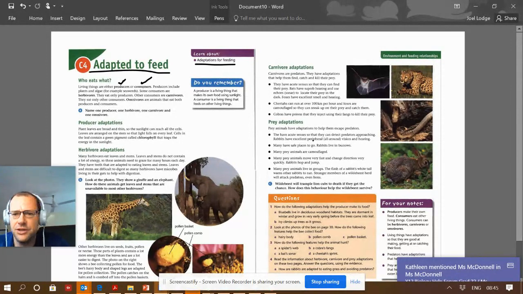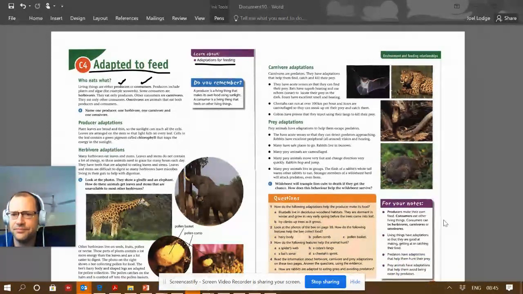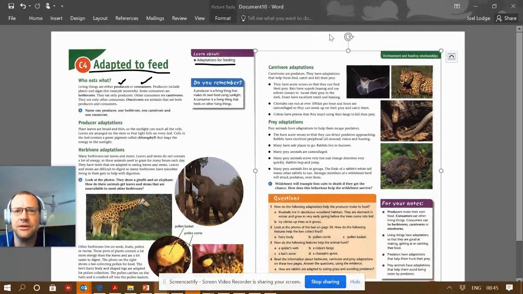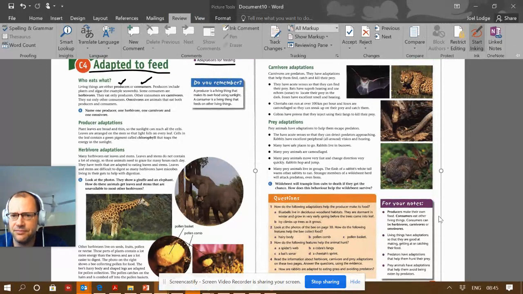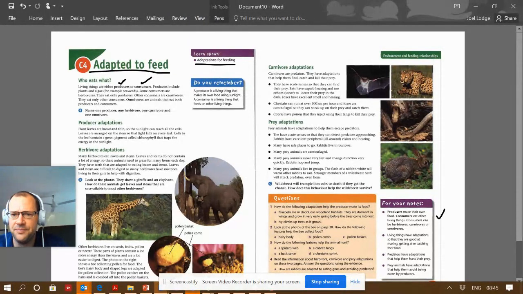Producers, consumers. And actually in the for your notes bit, down here, it's got the key terms and their meanings here. So there's duplication here. Make sure you don't do it twice.